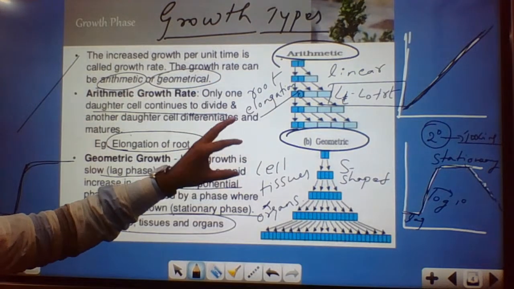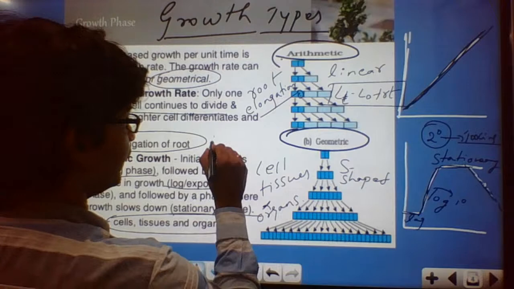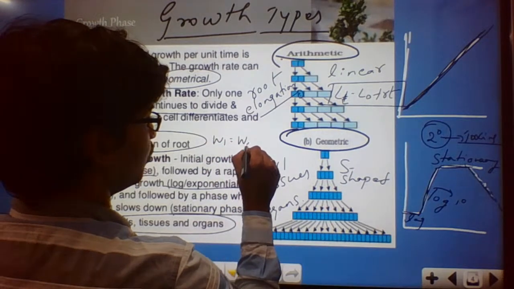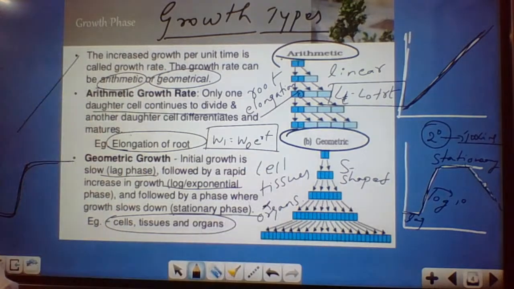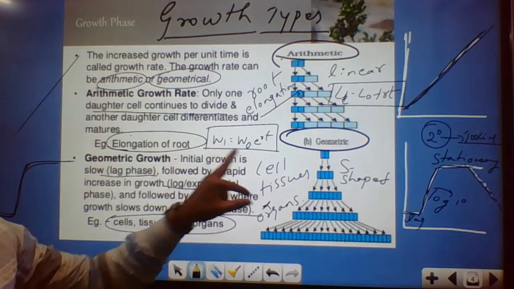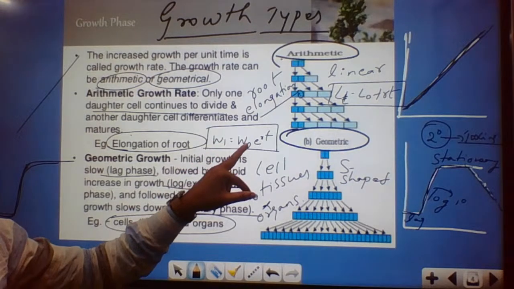Coming to the geometric, what is the formula? W1 is equal to W0 e^rt. So this is the equation that you can give for the geometric. Okay. So for geometric, W1 is equal to W0 e^rt.